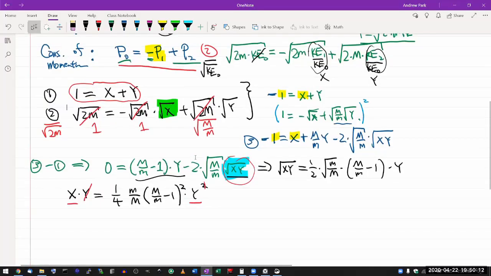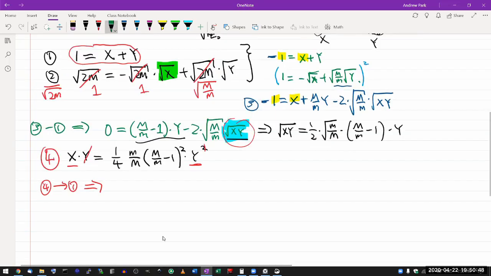So out of equations 1 and 4, let me solve for y, eliminating x. What that actually means is, oh, this is already solved for x. So let me plug equation 4 into 1, and then try to solve it for y. So plugging equation 4 into 1, I get 1 is equal to the x, which is this expression here, 1/4. Let me try to simplify this a little bit here.